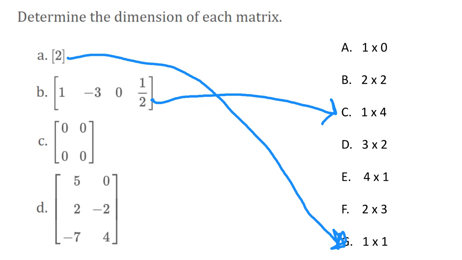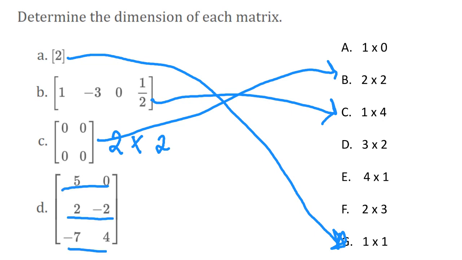The way we write the size is we write the number of rows, then a multiplication symbol, and then the number of columns. We don't read this as 2 times 2. We read it as a 2 by 2 matrix. So this one's going to be letter B. And then the last one, we have 1, 2, 3 rows, and then we have 2 columns. So this is going to be letter D.